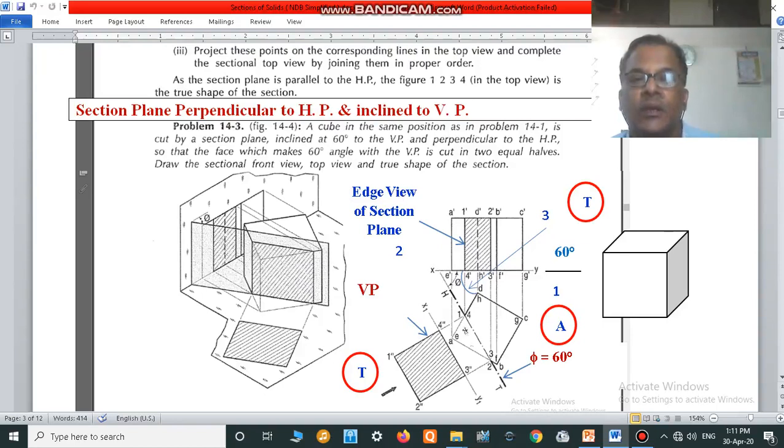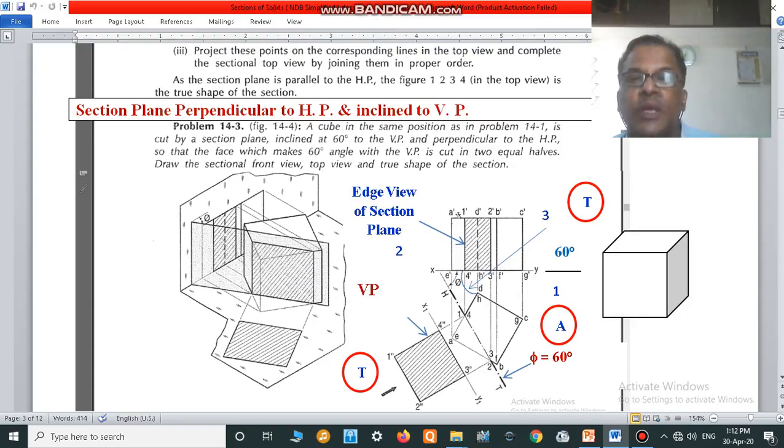Take this edge view through which point? The condition given is that the cutting plane is inclined at 60 degrees to VP, so that angle you can take here, and perpendicular to HP, so the edge view is in the HP here. The face which makes an angle 60 with VP is this face; this face is making 30, and this face is making 60. So this cutting plane cuts in 2 parts, at this point. This point is the midpoint of this. So through this midpoint you draw this line at an angle of 60. So it is cutting at this point.